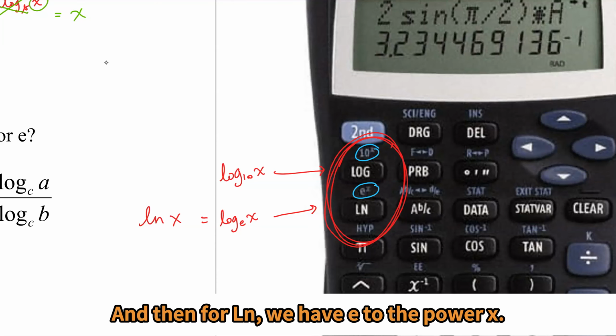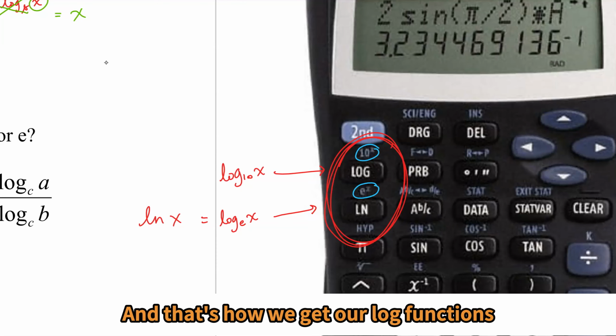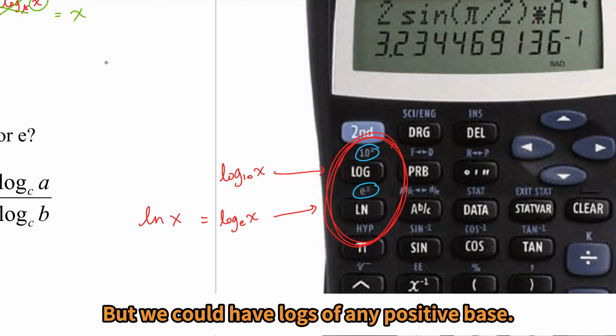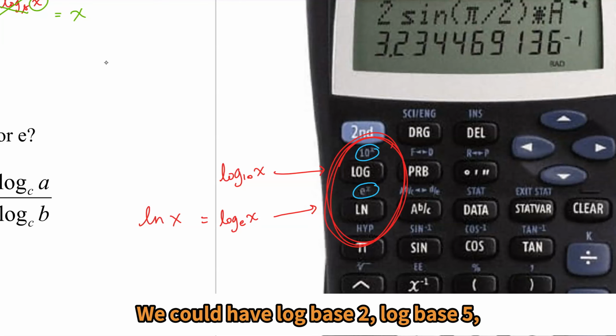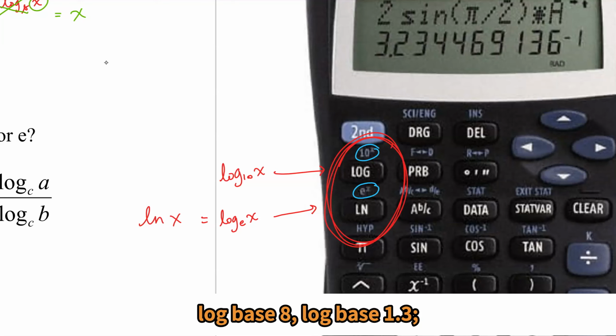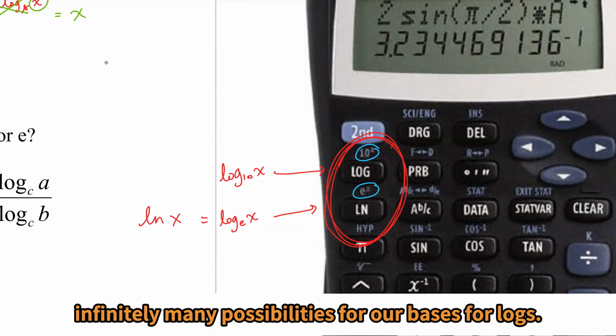And for ln, we have e to the power x. There's an inverse relationship there. And that's how we get our log functions in our calculator. But we could have logs of any positive base. It doesn't have to be e or 10. We could have log base 2, log base 5, log base 8, log base 1.3. So many different possibilities, infinitely many possibilities for our bases for logs.